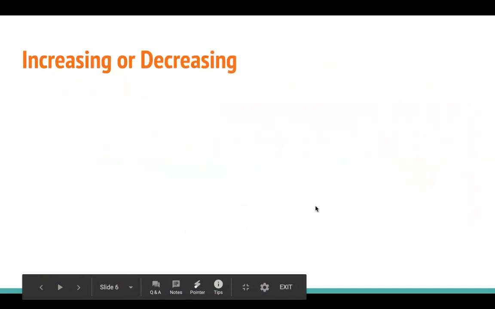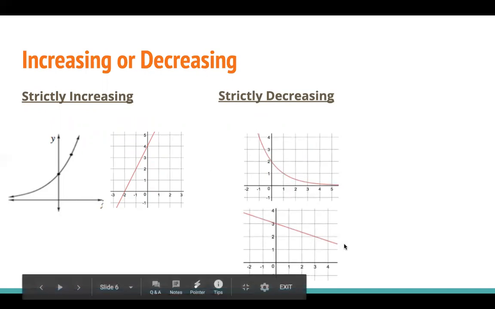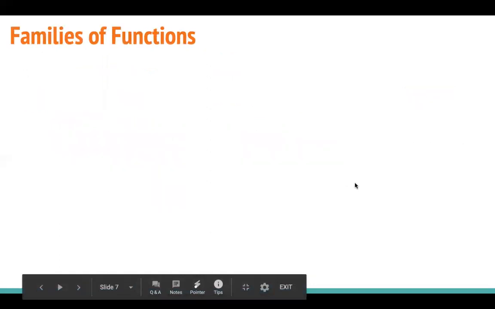I can also look at whether the relationship is increasing or decreasing. I really want to make sure it's strictly increasing, going up everywhere, like those two, or going down everywhere, strictly decreasing. This one's going down, and there's a linear relationship that's going down. If it does both, it's neither increasing nor decreasing.